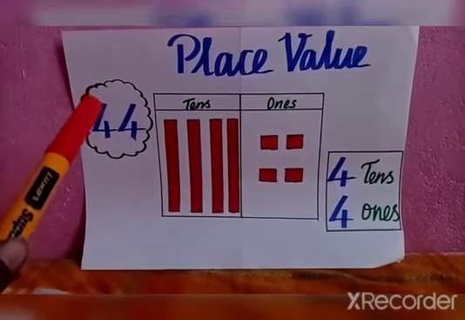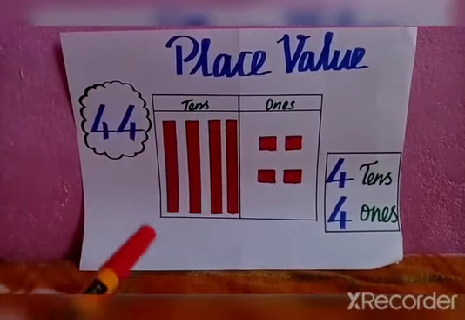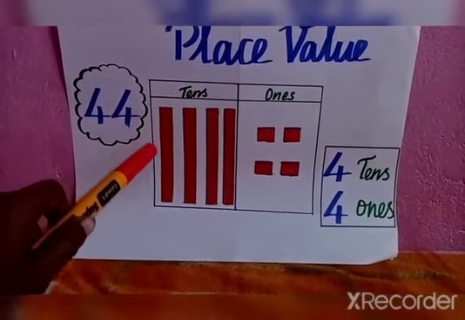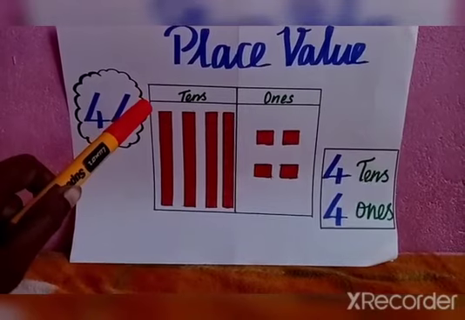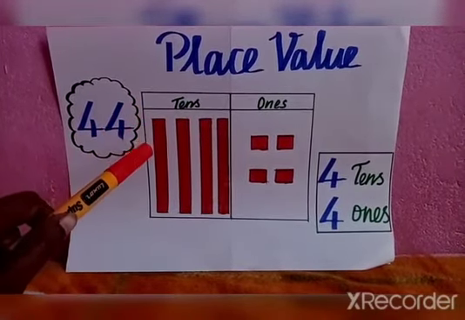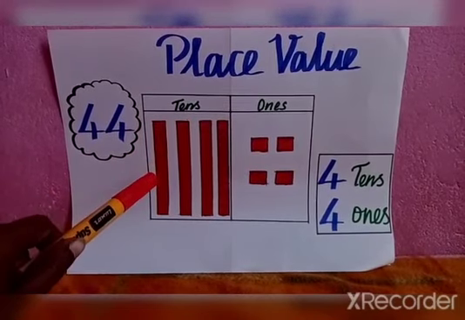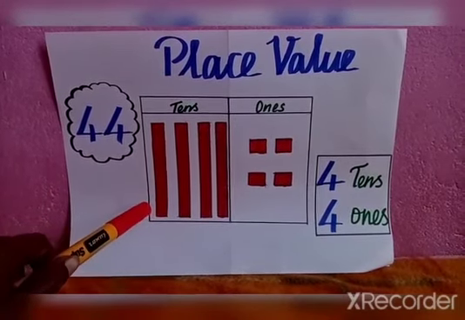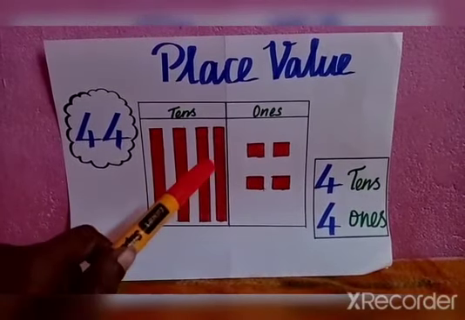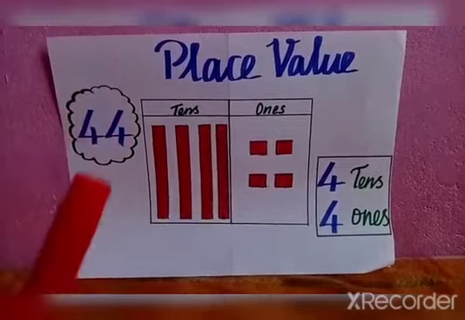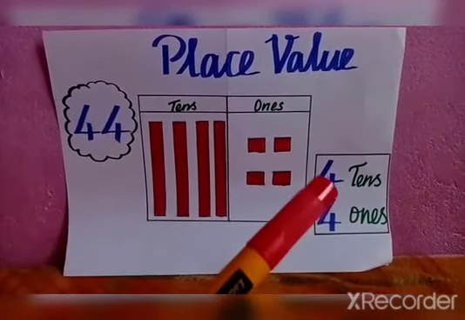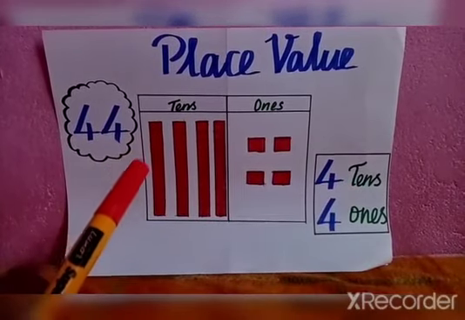So here I make the boxes as 10, 10, 10, 10. Look at that box. How many boxes are here? Count. 1, 2, 3, 4, 5, 6, 7, 8, 9, 10. So here have 10, here have 10, here have 10, here have 10. For 1 ten, we need to draw 10 boxes. Here 4 tens are there, so we need to draw 4 lines.